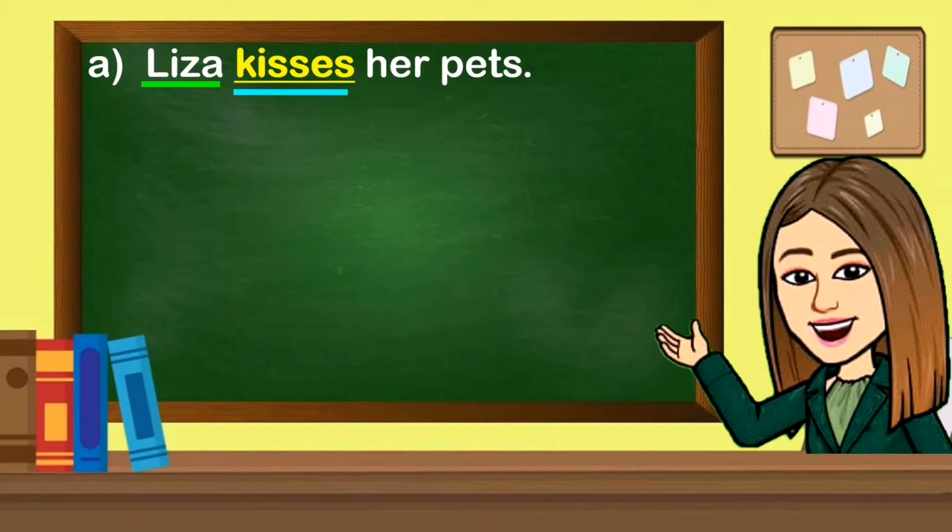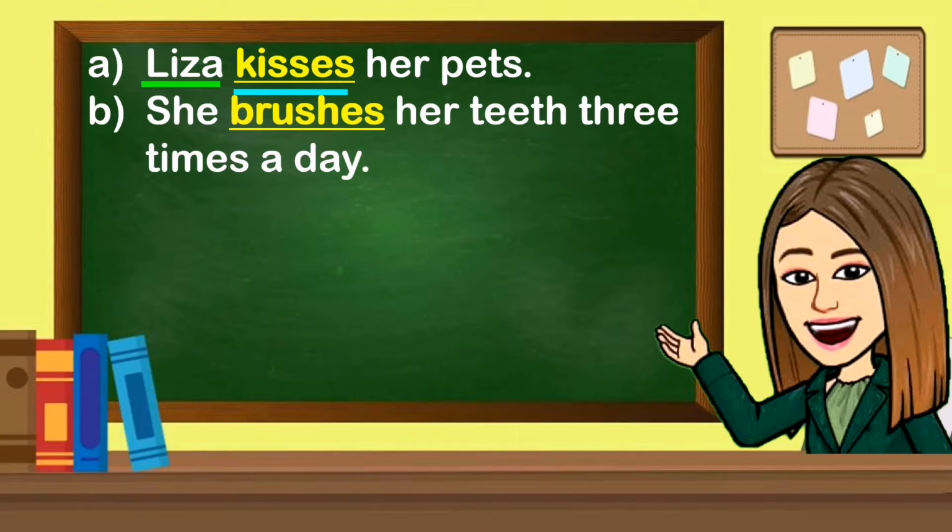So the word kiss, which ends with ss, so we need to add es to form the present tense, which is kisses. Let's read another example. She brushes her teeth 3 times a day. She is the subject and brushes is the action word or the verb in the sentence. So we add es sa salitang brush to form simple present tense.